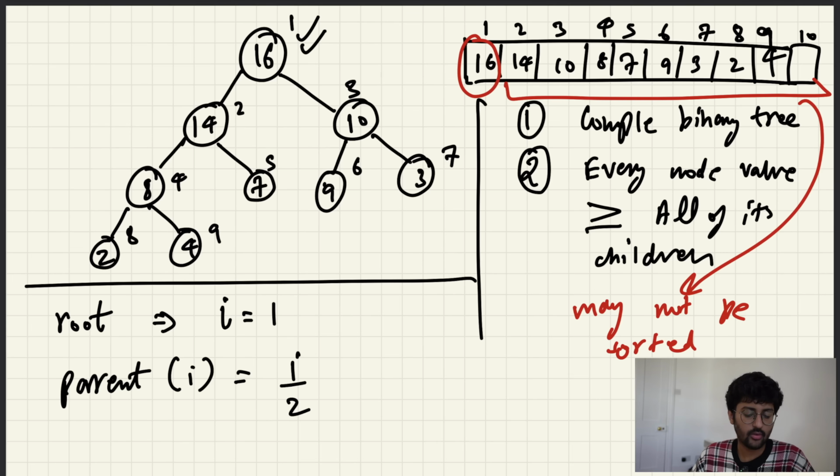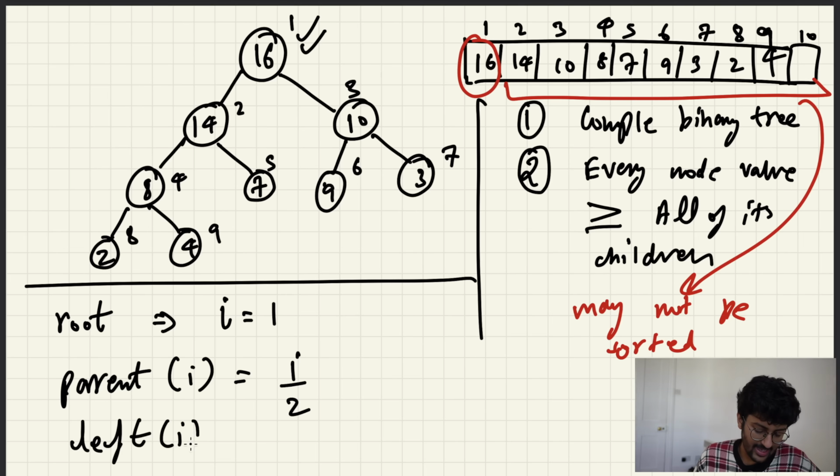Similarly, for any node, what is the left and right? You can figure this out as well. Let's say I talk about 3. Index number 3 has left equal to 6. Index number 4 has left equal to 8. Index number 2 has left equal to 4. Index number 1 has left equal to 2. So it's just doubling. Left of any index I is equal to 2 into I.